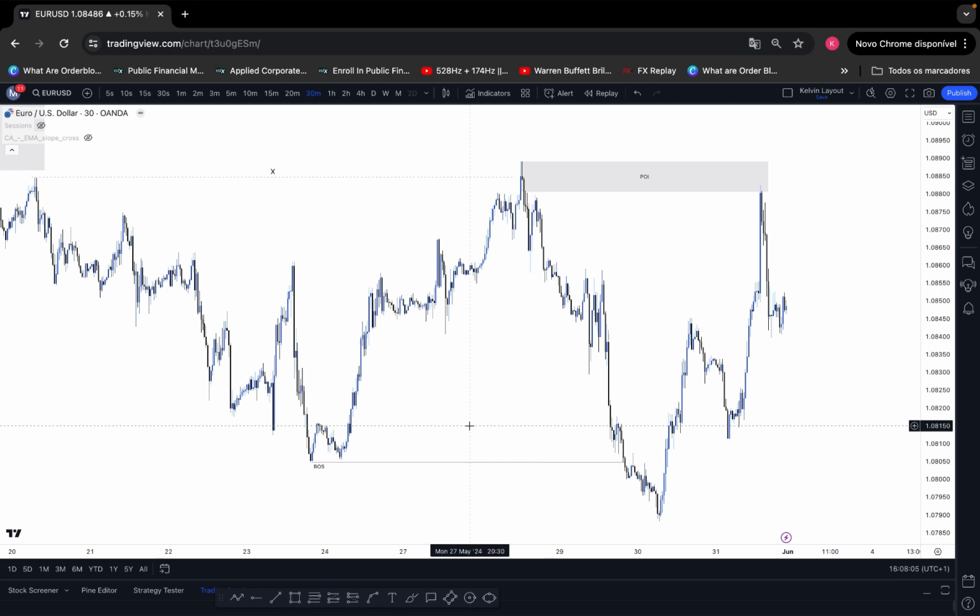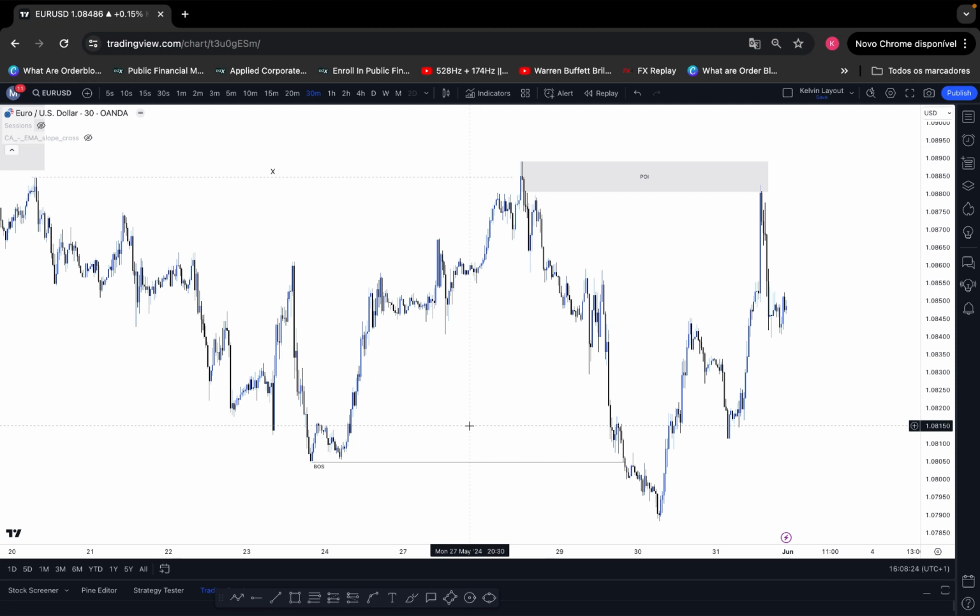I know for a lot of people, even for myself, the major pairs haven't been very good lately. But it's something that is very common in the markets, okay? So I believe that the month of June is going to be very, very nice.